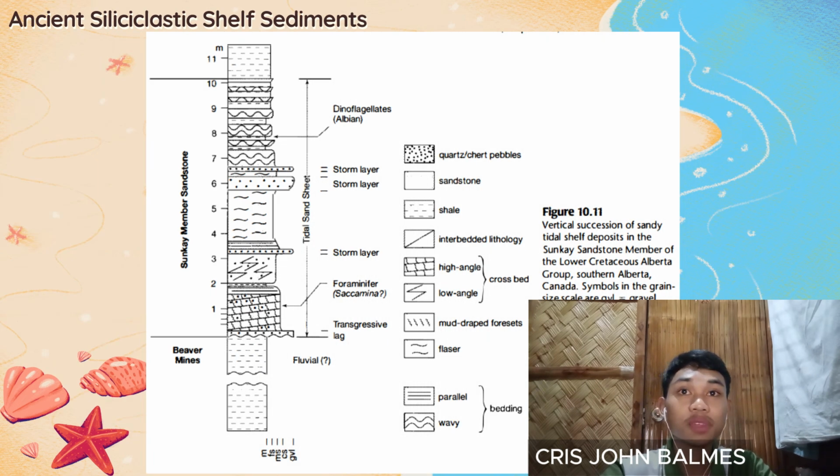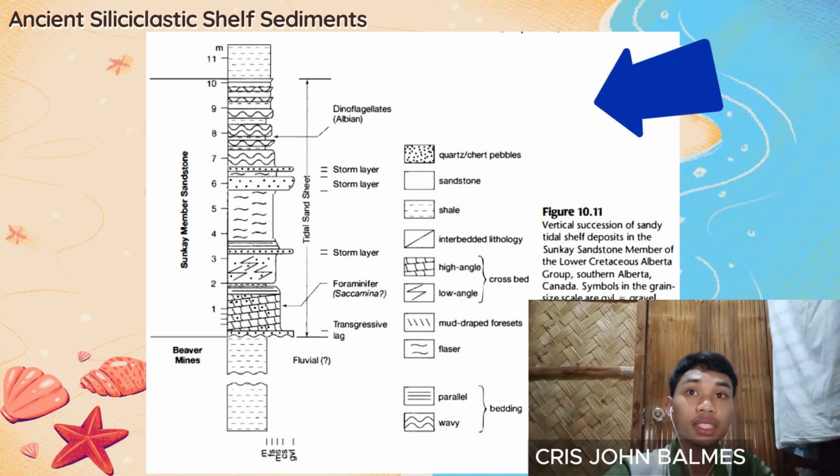Next up here is a photo showing an example of shelf deposits from the Western Interior Seaway, wherein in 1991, Banerjee describes Cretaceous sandstone of southern Alberta, Canada, which he interprets as tidal sand sheets. One of these is the lowermost Sandy member of the Lower Cretaceous Alberta group, and that is what is shown in this figure. So this sandstone unit, that is approximately 10 meters thick, rests with a sharp erosional base on non-marine shales of the Beaver Mines Formation and is overlain by black marine shales.